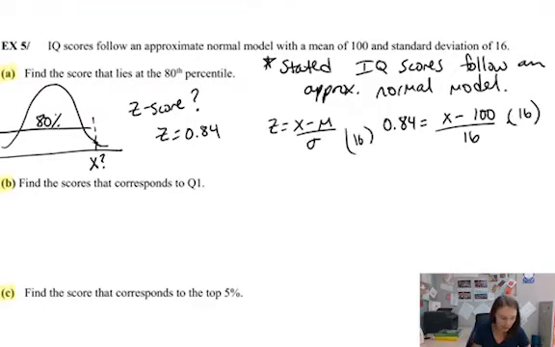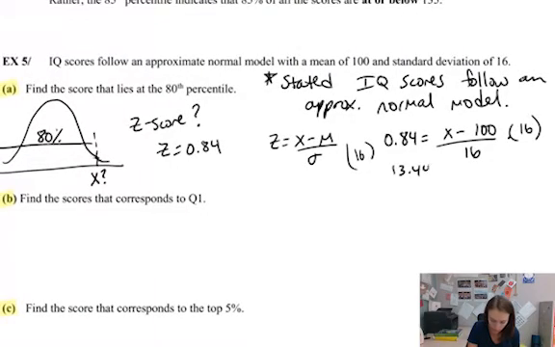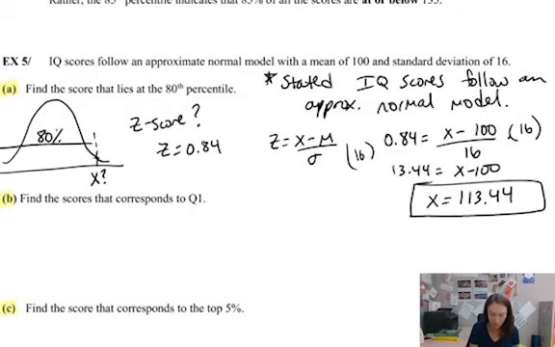I'll do it like this. And let's see, 16 times 0.84 is 13.44 equals x minus 100. So x is going to be 113.44 as my score. Now, there is a way to do that in your calculator without using the z-table. Again, I'll go over that in class, but for right now, I want you to really see that conceptual curve with the shading and everything else.